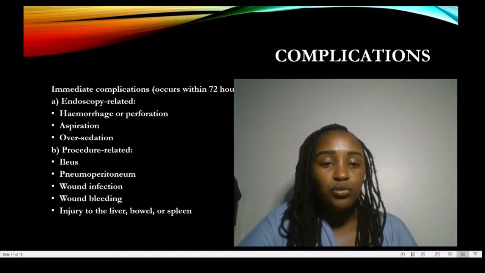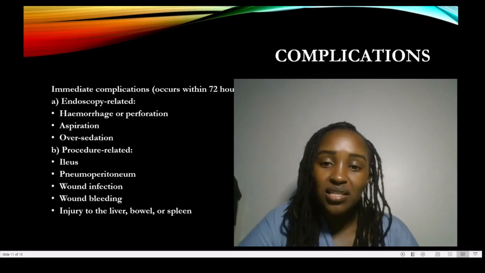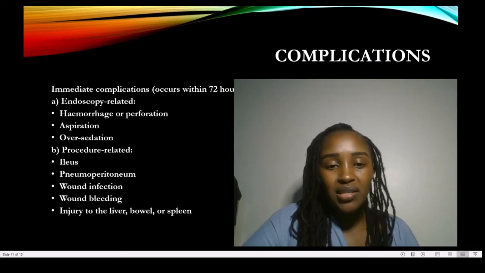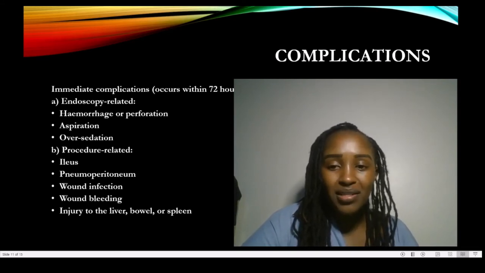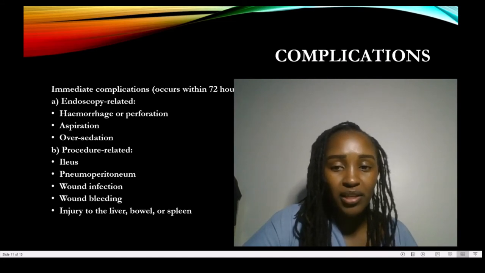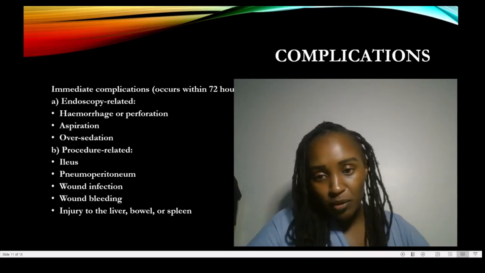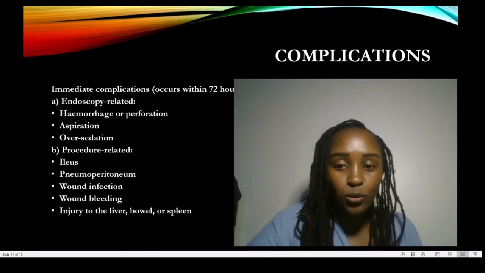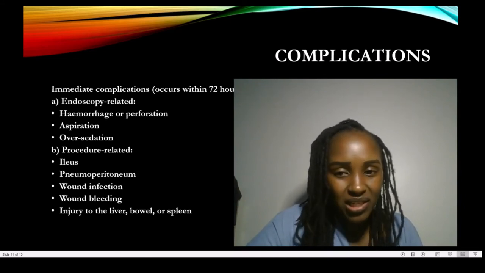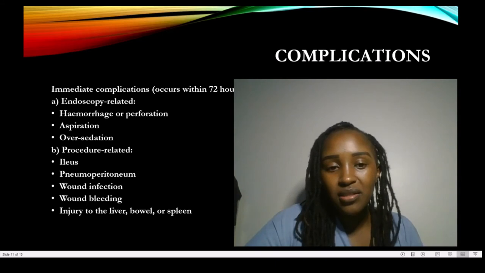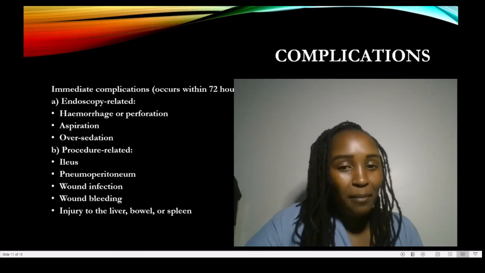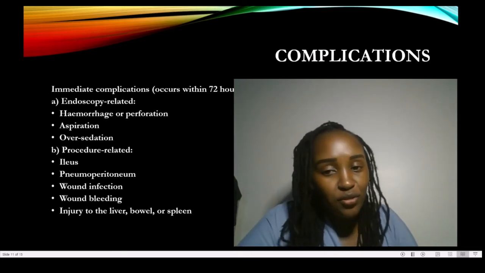Then this complication could also be procedure related, such as ileus. Ileus is when after surgery or after any manipulation on the abdominal area, your bowel sounds are not yet returned and you're not able to pass gas. And you'll find that most people postoperatively or after any procedure that has been done in the abdomen will be told not to eat until they're able to pass gas. And there is always the nurse, the doctor coming to listen whether the bowel sounds are there. And once the bowel sounds return, it means now you're out of the ileus and you're able to feed again. In the event that ileus happens, sometimes it could get so bad that you have to go back to theater. But most of the time, it resolves after a few days.